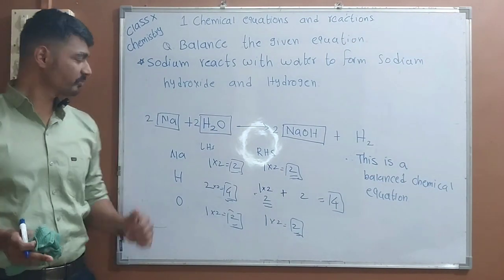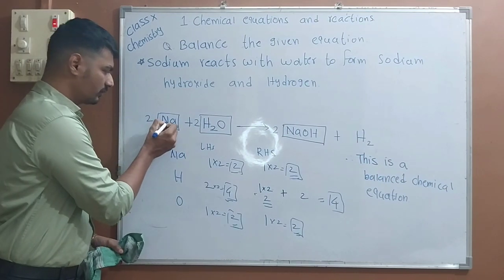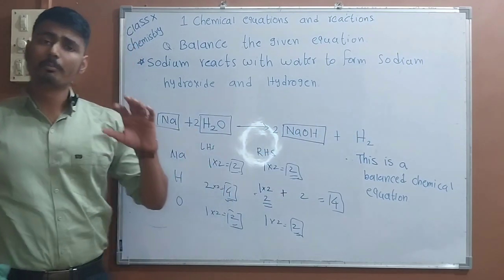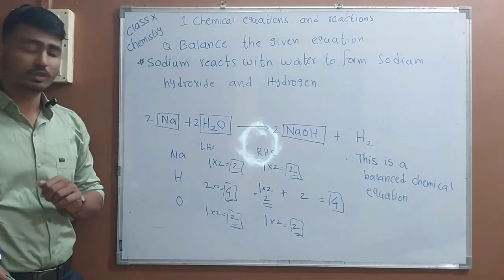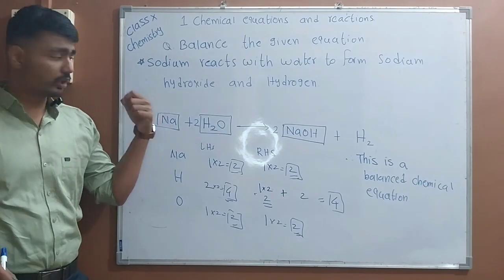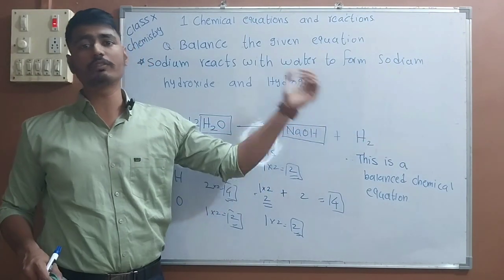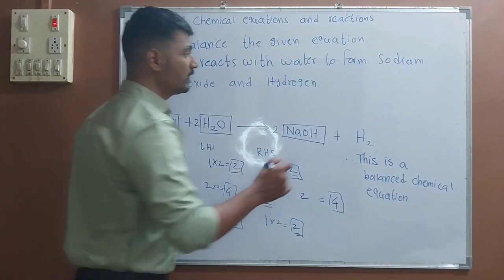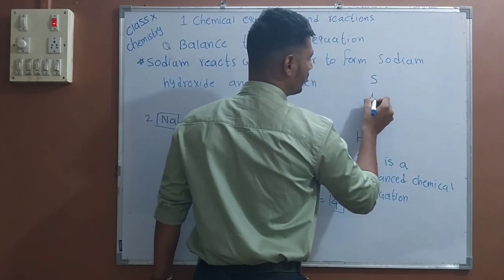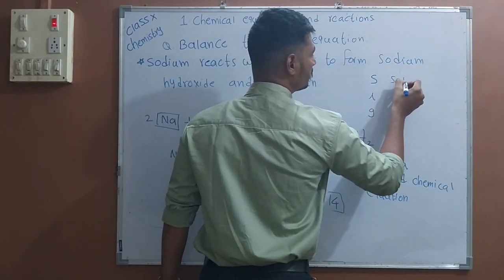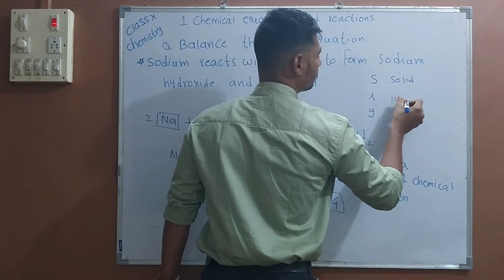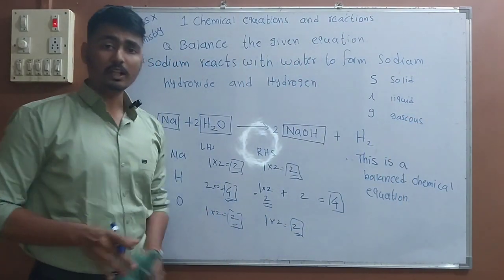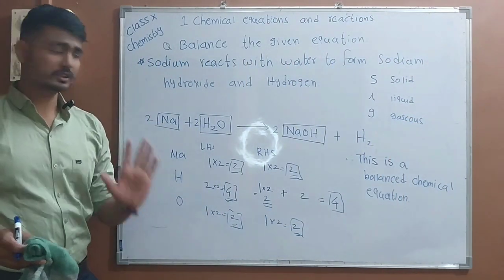Now there is one more thing. Sodium is taken, water is taken, sodium hydroxide is taken and H2 is also taken. But what about their states? What is the state of sodium? What is the state of water? What is the state of this NaOH and what is the state of H2? Do we know about physical states? What are the physical states? The physical states are solid, liquid and gaseous states. So now we are going to learn about writing the physical states of the reactions.